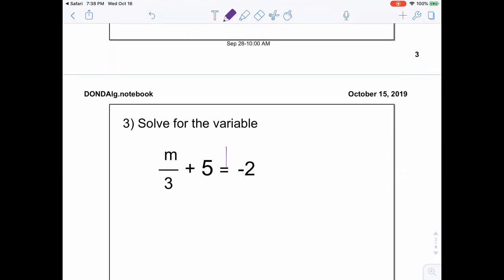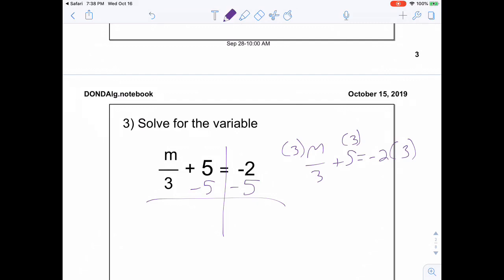Number 3 here, solve for the variable. I would recommend subtracting 5 from both sides first. I've had students in the past multiply everything by 3, but make sure you multiply everything by 3. If off to the side I decided to do that, I would have to multiply this by 3, and this by 3.